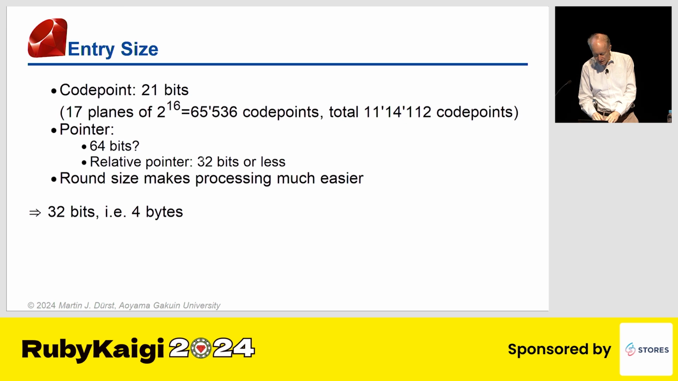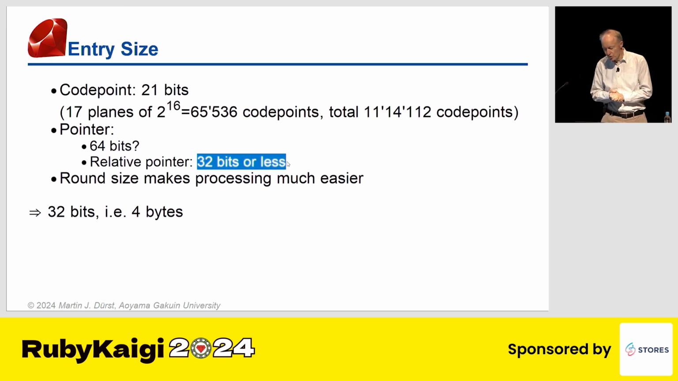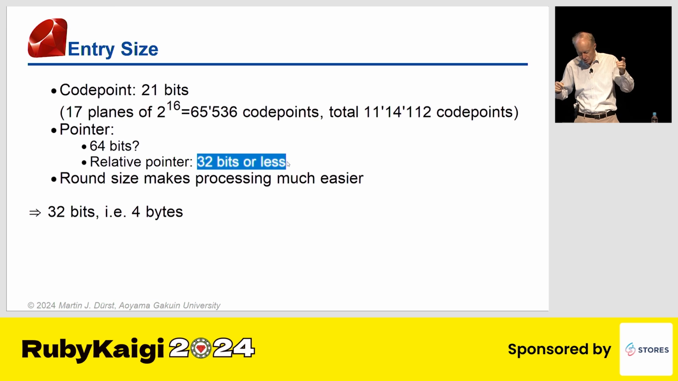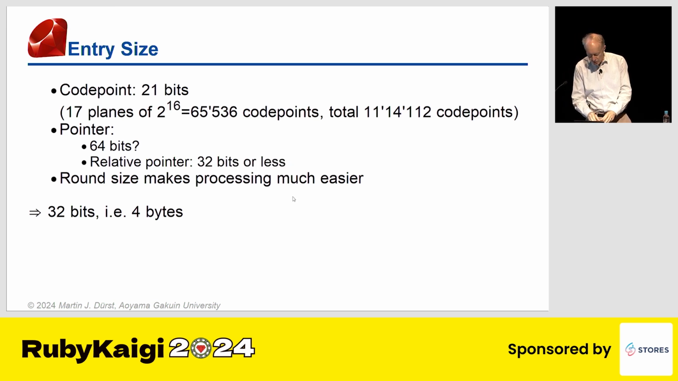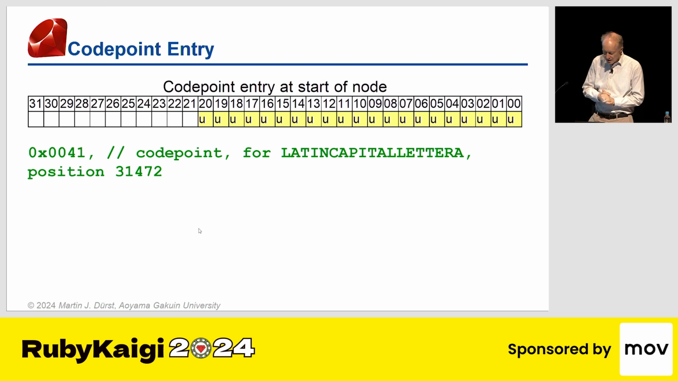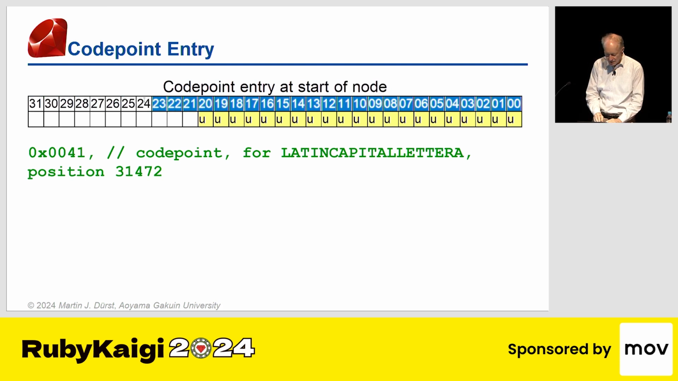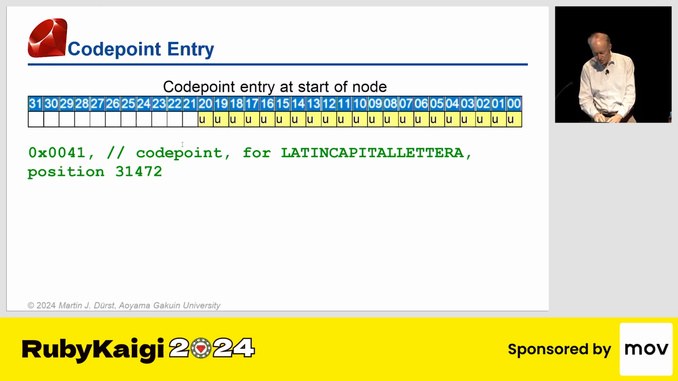So to make things easy, we choose 32 bits, which, depending on the machine, is long or whatever, just uint32 to be exact. And so we are working with an entry size of 4 bytes. And here are these 4 bytes, or 32 bits, numbered from 0 to 31.